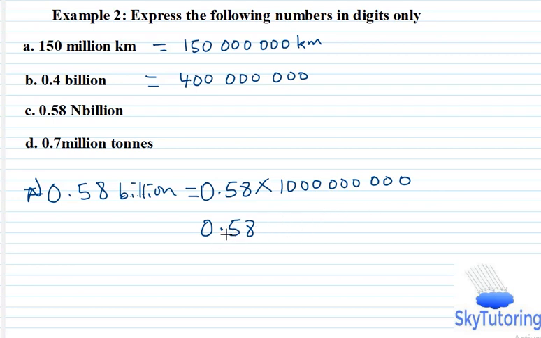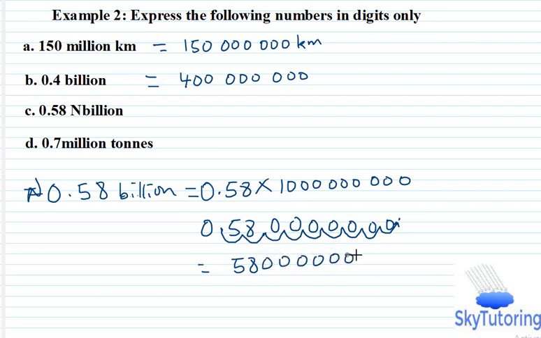Now, when we move this decimal place 9 places to the right, we've moved 2 places, started from here, 1, 2, 3, 4, 5, 6, 7, 8, 9. So our decimal point will now be here. I've moved the decimal point from here to here. So we'll replace this with zeros. So we have 0, 0, 0, 0. How many zeros are there? 1, 2, 3, 4, 5, 6, 7. So this will be equal to 58, and 7 zeros.